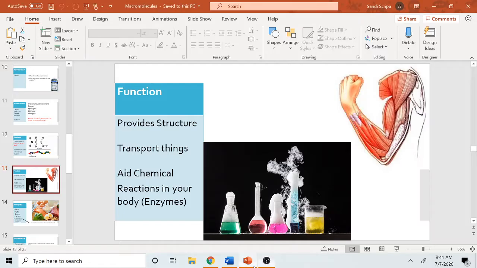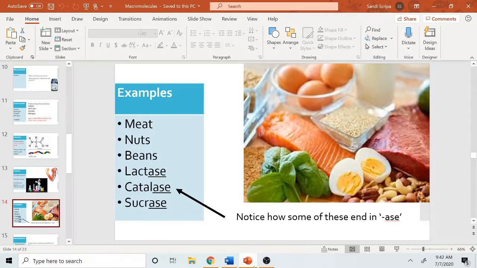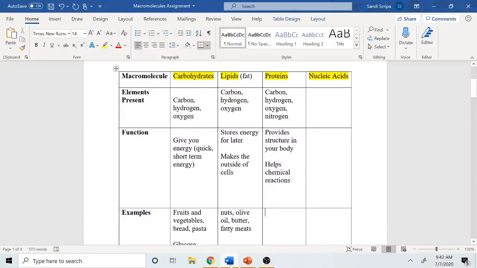For our examples, you get protein in a lot of meat. If you're vegetarian, you might be eating beans and nuts instead to get more protein. Just like how we had that secret -ose ending for carbohydrates, you can look at the ending of protein words, and if they say -ase, you can tell that's a protein.